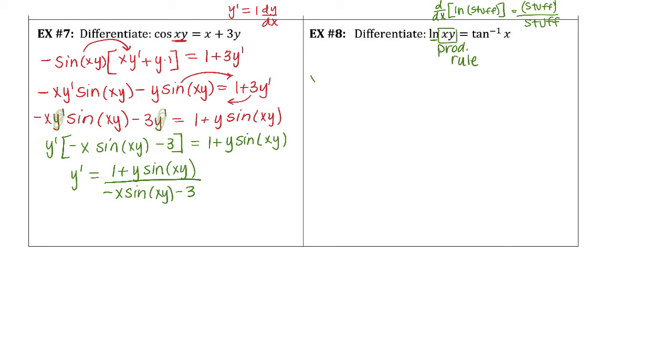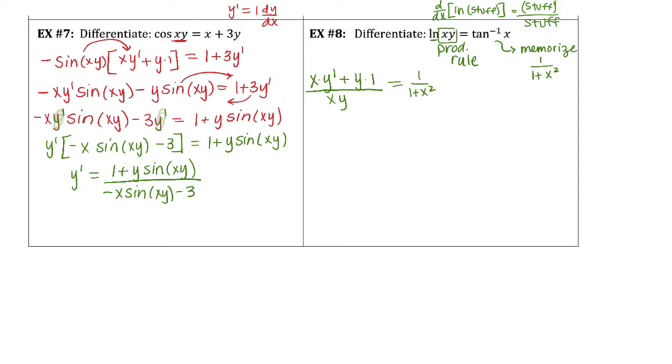So we're going to have the first times the derivative of the second plus the second times the derivative of the first, and all of that is back over just the stuff, which is xy. And equals, and the derivative of inverse tan, this is just a formula that you need to memorize. I know it's just wonderful. It's going to be 1 over 1 plus x squared. Just memorize it. We can prove it, but there's no need to. So you're going to get 1 over 1 plus x squared.